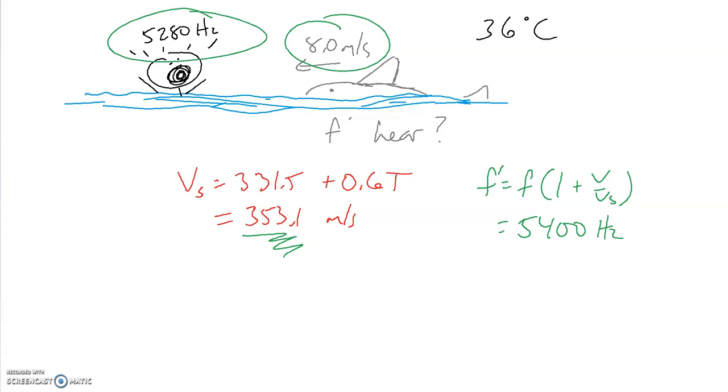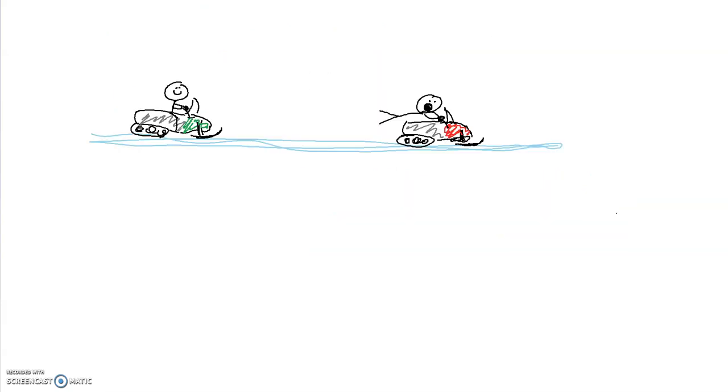Okay, all right, let's try another question. So let's try this one. We got two guys out on their snowmobiles, and we'll do some temperature again. So let's say it's minus 10 degrees Celsius, not so cold. We got them cruising along. This guy's just sort of puttering along. He's coming along at, say, 12 meters per second. And this guy here, he's going way fast.